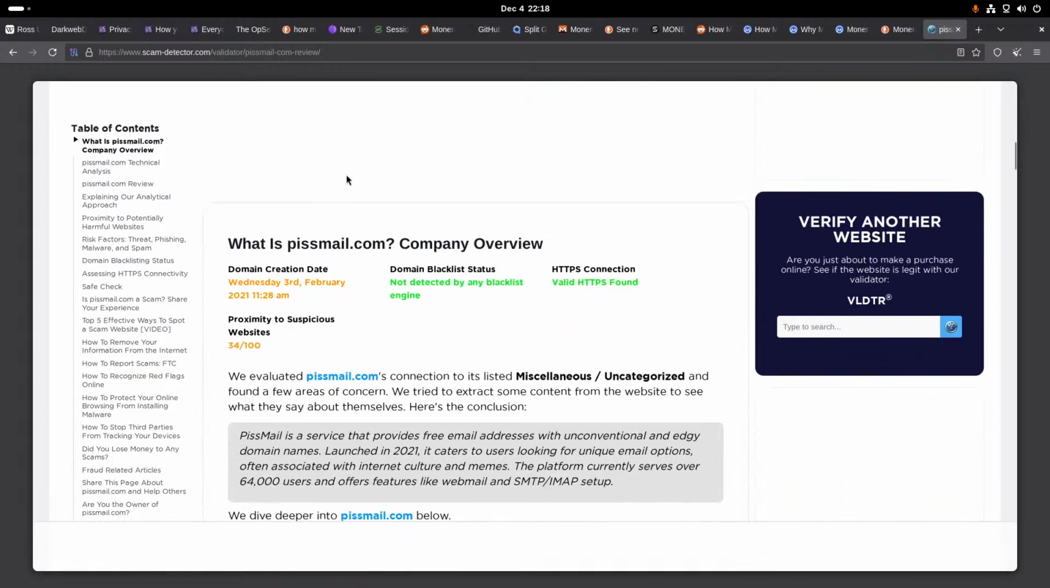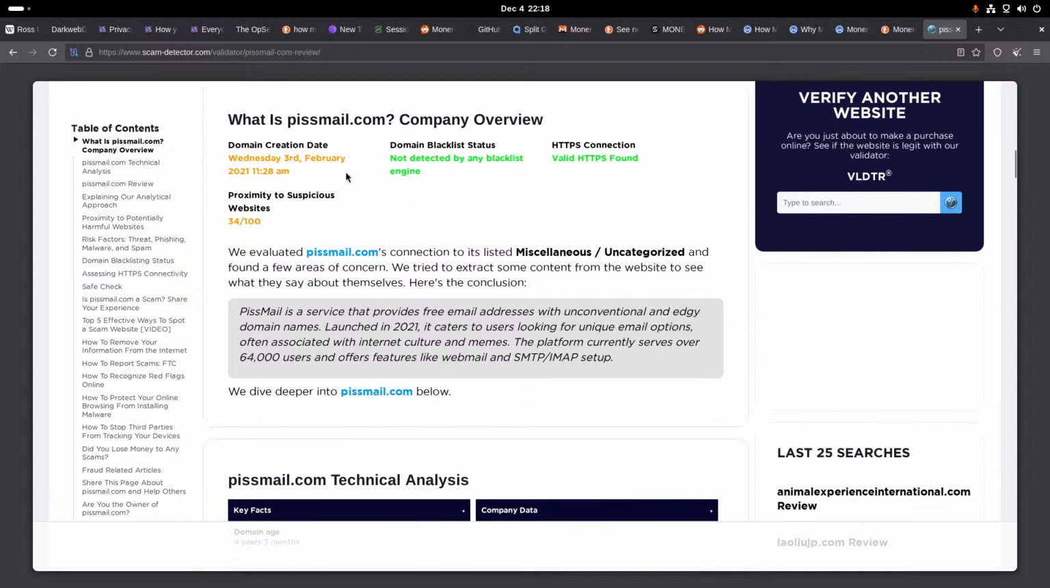Trust index 31%. Domain creation 2021. Domain blacklist status: not detected by any blacklists. Valid HTTPS found. Proximity to suspicious websites. We evaluated pissmail.com's connection to its listed industry, malicious, uncharacterized, and found a few areas of concern. We tried to extract some content from the website to see what they say about themselves.